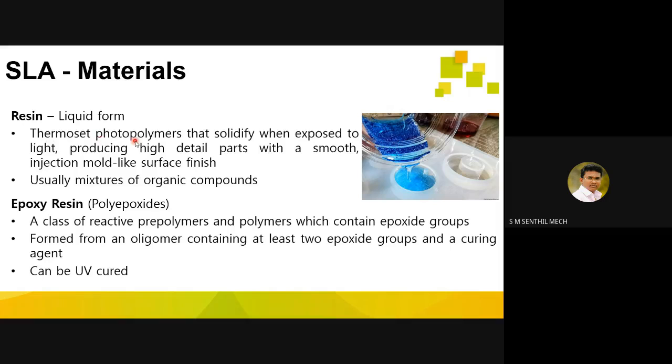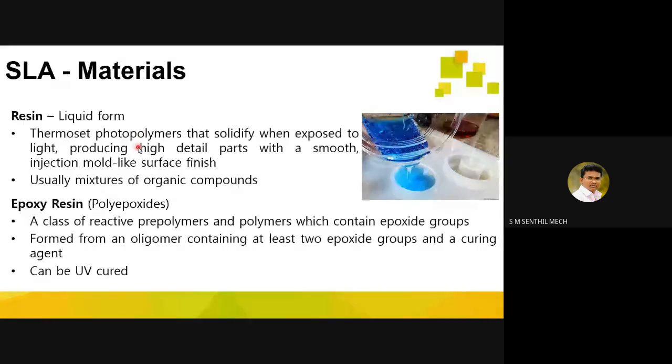Usually these resins are thermoset photopolymers that solidify when exposed to light, producing high detail parts with a smooth injection-molding-like surface finish. So the resins will be in the liquid form. These photopolymers we have already discussed during the classes on SLA, where we discussed the process called photopolymerization.